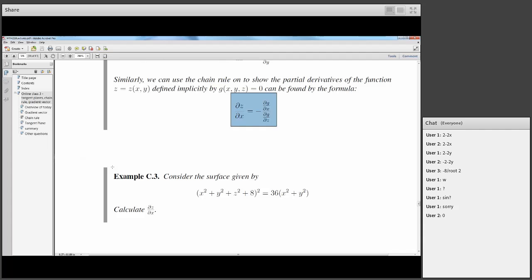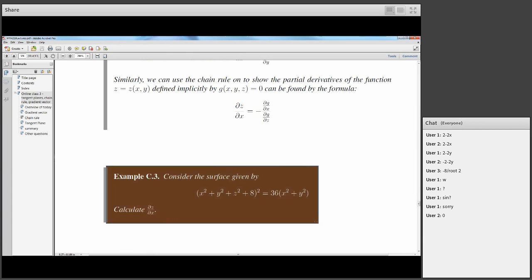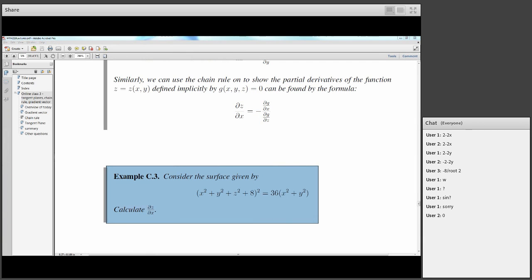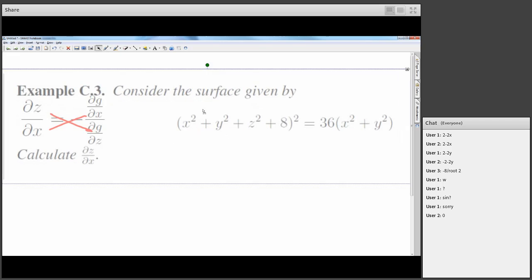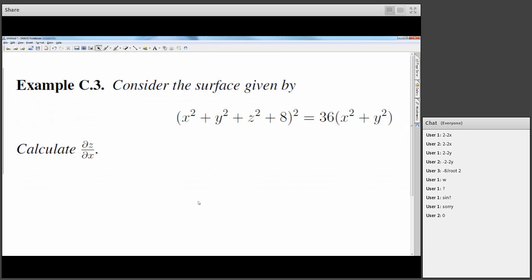So, I just wanted to try to think of an example. I want to consider this particular surface. At first glance it's a surface involving x, y, and z. It's defined implicitly by an equation rather than by saying z is equal to something or other. And I want to work out what a particular partial derivative is.